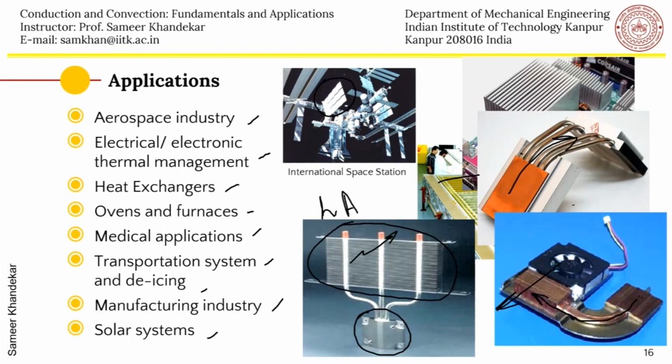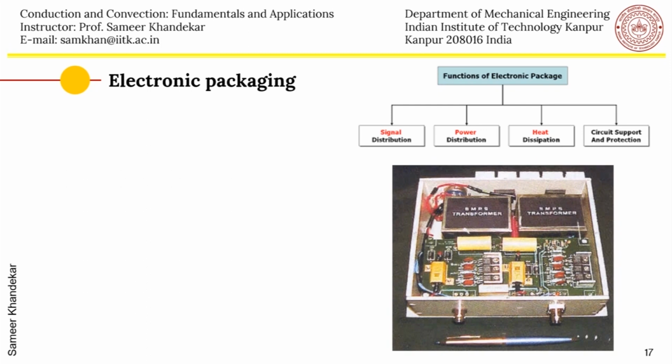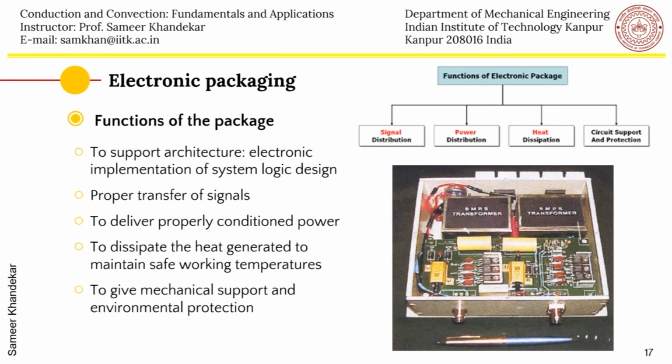So if you see any electronic package, it has multiple functions. It has to support the architecture. It has to transfer proper signals. The conditioned power has to be given from the transformers to the electronic devices. And of course a very important function is to dissipate the heat generated to maintain safe working temperatures, and then to give mechanical support and environmental protection. So this heat dissipation in many modern electronic systems is actually done by heat pipes.